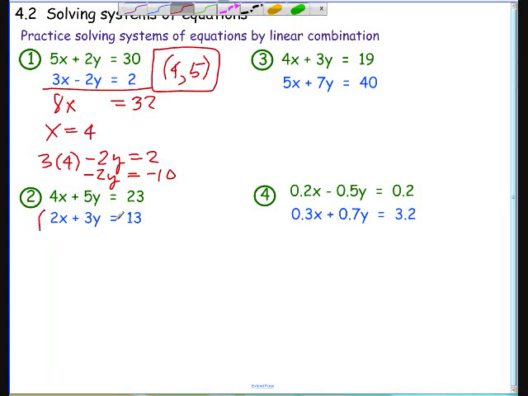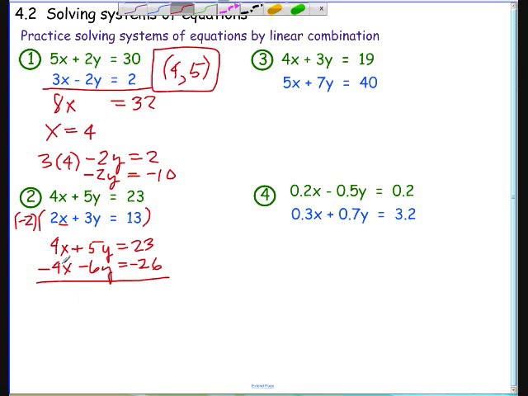Let's try this one. This one looks like I could manage to eliminate my x by multiplying by a -2. That would give me 4x plus 5y. I'm not doing anything to equation 1. I'm just copying it down as it is. This I'm going to multiply every term by -2. So I get -4x, -6y equals -26.